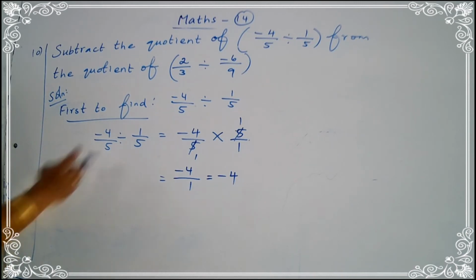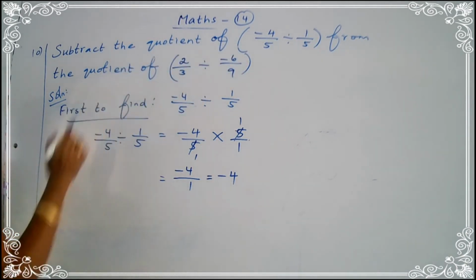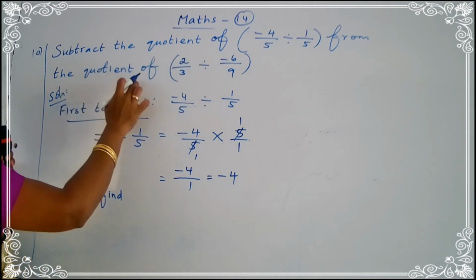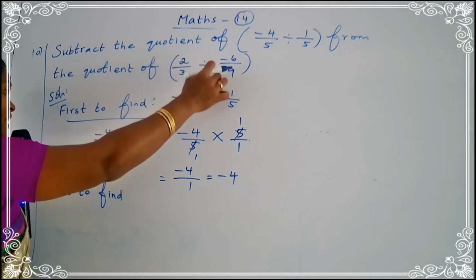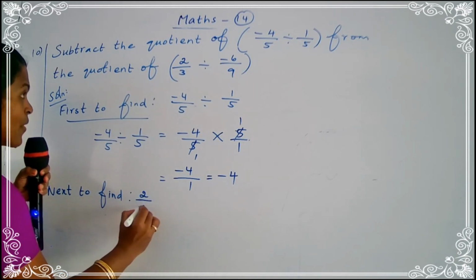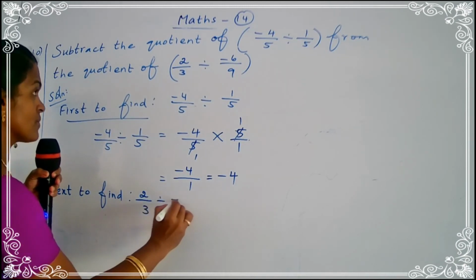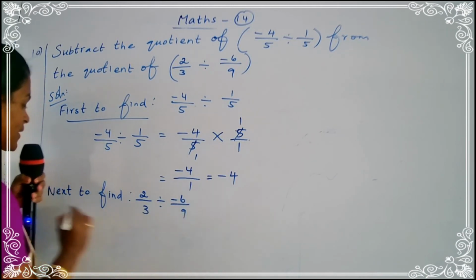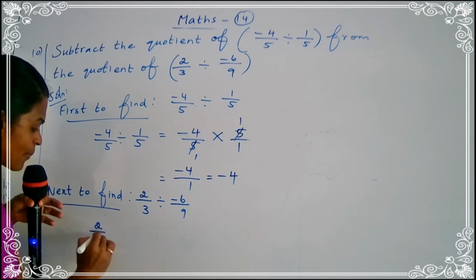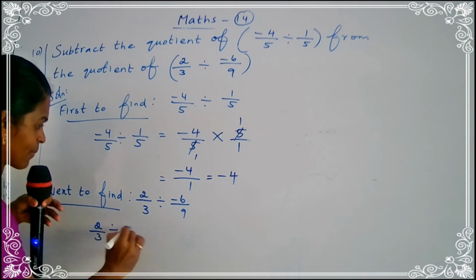Okay, so next to find, what is the value? The quotient of 2 upon 3 divided by minus 6 upon 9. Okay, children? So, next to find 2 upon 3 divided by minus 6 upon 9 is equal to the same.